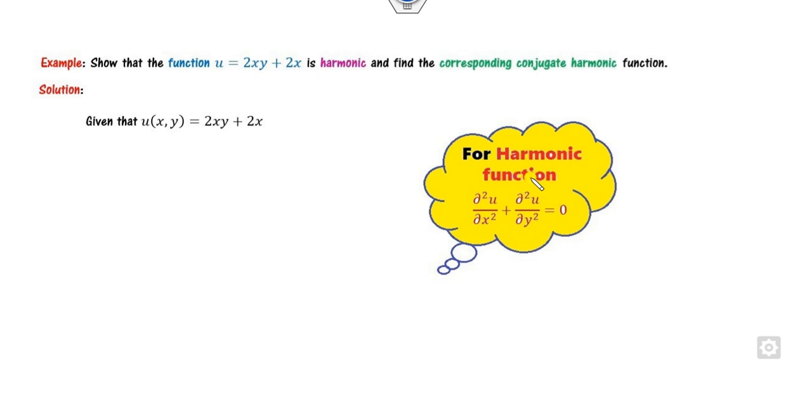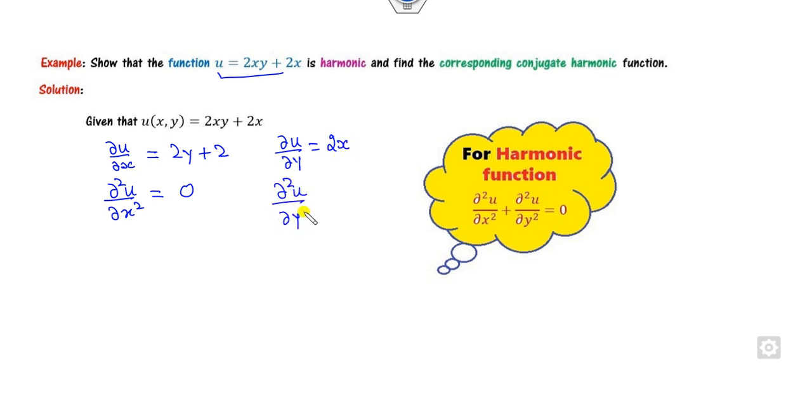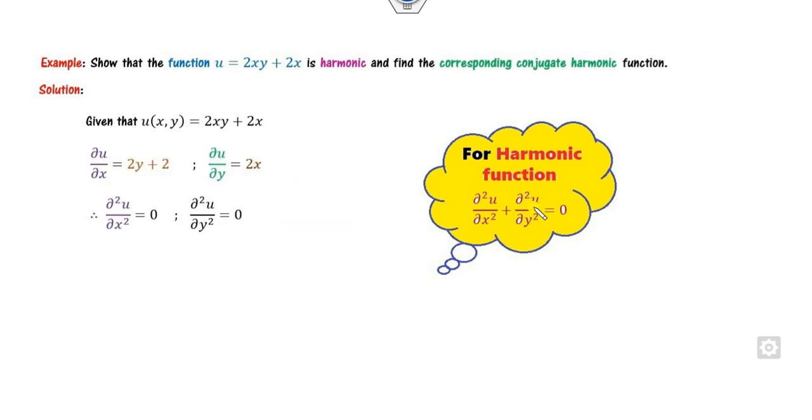So what do you want to prove? Your target is to prove the harmonic function as here. U is given to you. You can find the partial derivative with respect to x. What is that? It's 2y plus 2. You can find the partial derivative a second time because we need a second derivative. It's 0. You can find the partial derivative with respect to y. It is 2x. You can find the partial derivative twice. So it will be 0. And clearly, if you add them, you will get 0, which is the right answer.